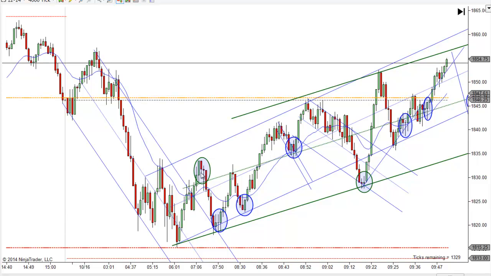And this is a second entry short. It's not a perfect signal bar, but you're not getting a lot of perfect signal bars. It's just amazing how many of them have a little stem on it or whatever.